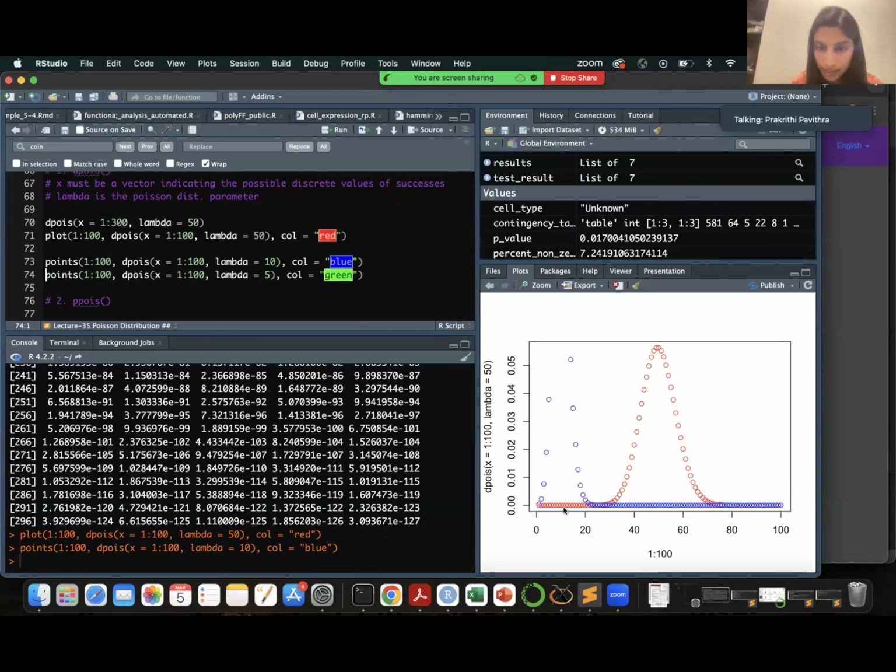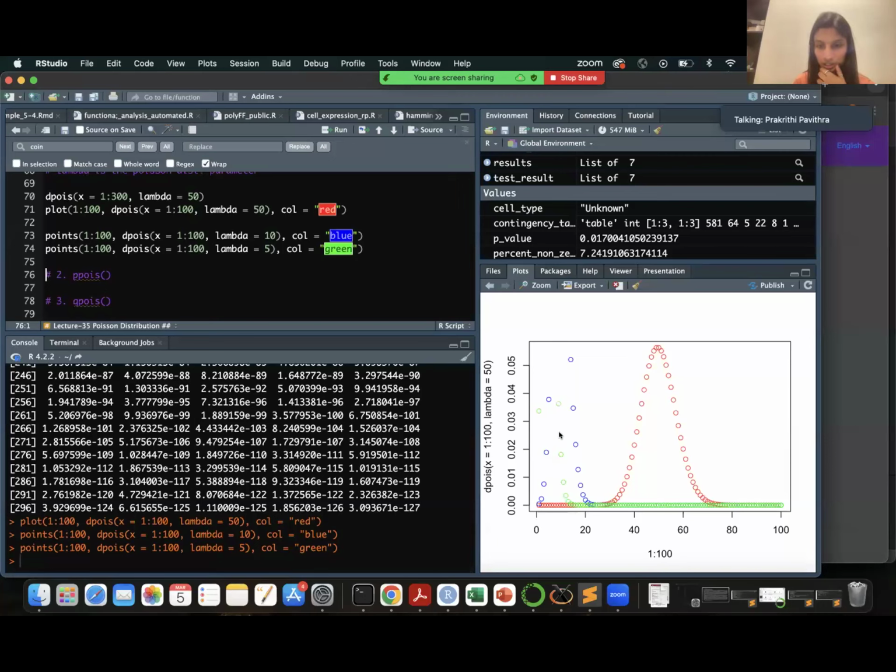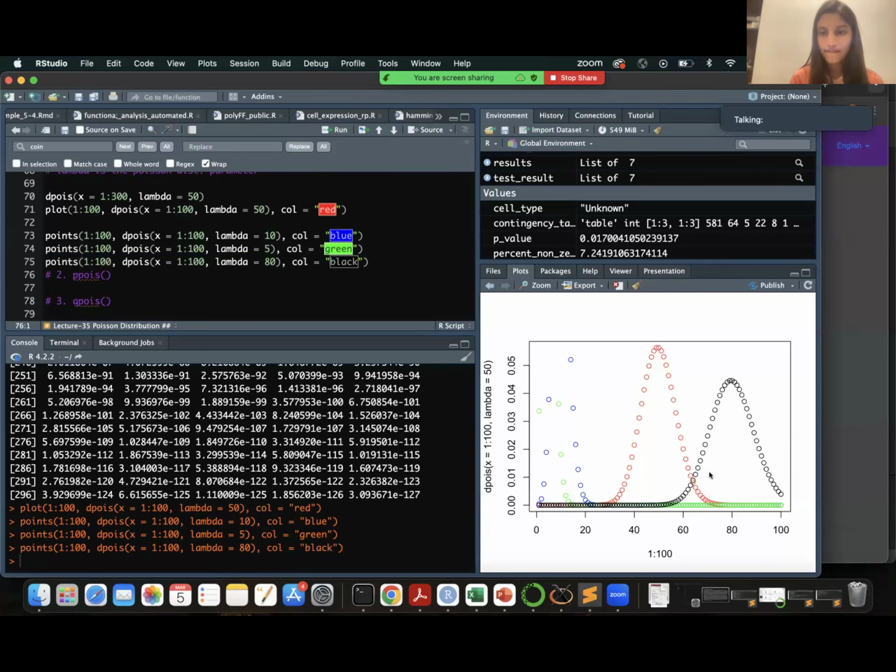And you can see that your mean shifts. So lambda was 10, mean was smaller, so your whole distribution curve shifts towards the left. And your mean is somewhere around 10. Then if you reduce your lambda even further, you make it green, and you can see your curve shifts even more towards the left. Now let's add a higher lambda. Let's say lambda is 80, and let's make it black. And you can see it shifting towards your right. Your mean is here around 80.